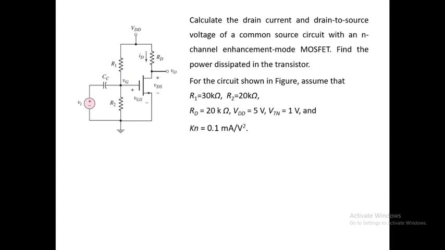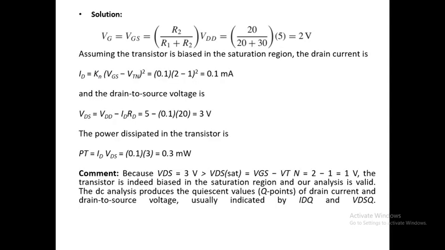Calculate the drain current and drain to source voltage, that is ID and VDS, of a common source circuit with an N-channel enhancement mode MOSFET. Find the power dissipated in the transistor. R1 is given, that is 30 kilo ohm, R2 is 20 kilo ohm, RD is 20 kilo ohm, VDD is 5 volt, VTN is 1 volt, and Kn is equal to 0.1 milliampere per volt square. So as per our rules, calculate VG first. VG is equal to VGS. Calculate VGS, which is equal to 2 volt.